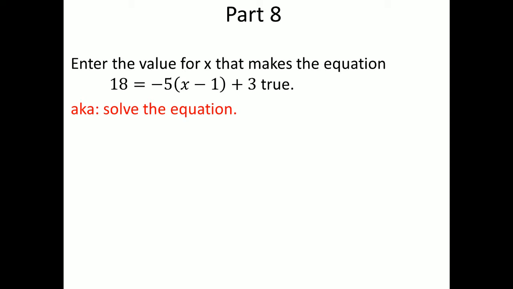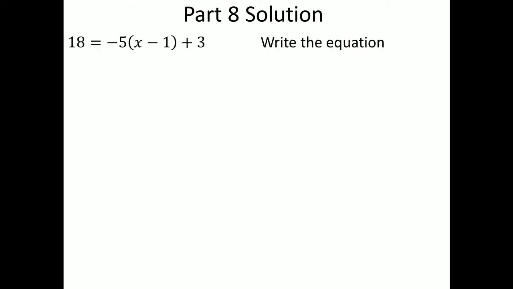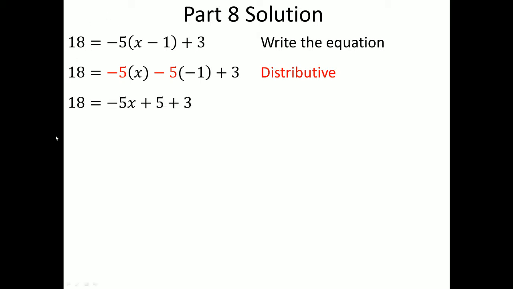Part 8. Enter the value of x that makes the equation true. That just means solve for the equation. Here's the equation. You write the equation first of all. Apply the distributive property. So negative 5 times x and negative 5 times negative 1. Right? Again, the plus 3 is there because it's carried over. Next, 18 comes down on the left hand side. Negative 5 times x is negative 5x. Negative 5 times negative 1 is 5. Plus 3 is right there. 5 plus 3 is 8.